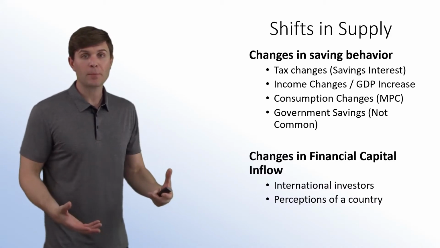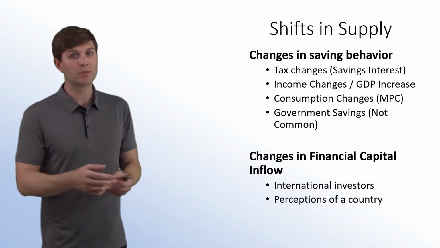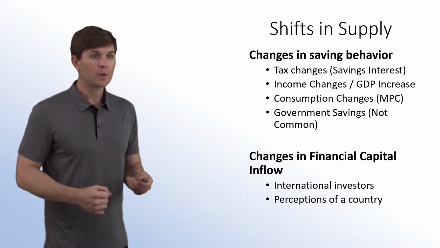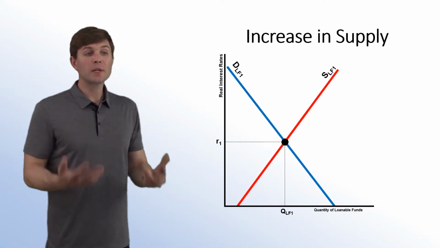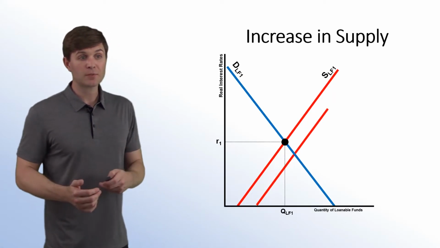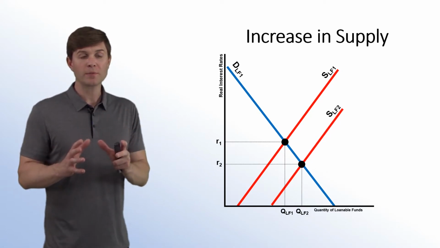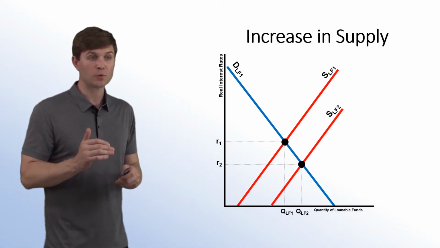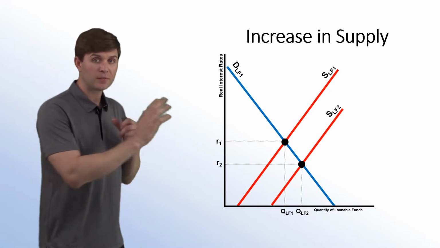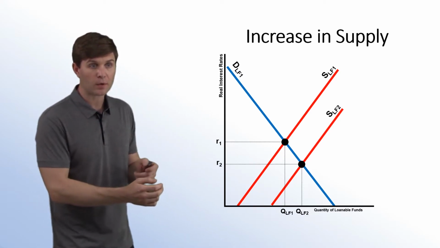If they think we're falling apart as a nation, they're going to pull funds out and the supply of loanable funds will decrease. All right, so an increase in supply is a right-shifting supply of loanable funds. And one of the key points to this is that the real interest rate will drop here. Supply of loanable funds increases, interest rates are going to drop.